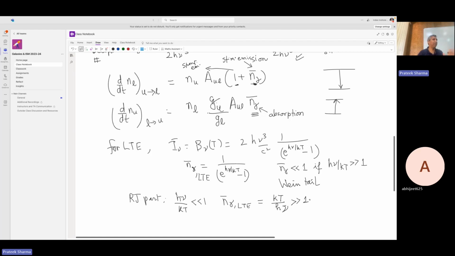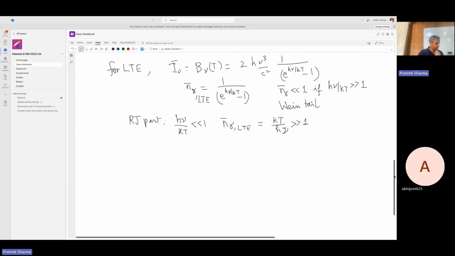So these are very, very profound ideas. And actually, these are the kind of things that started quantum mechanics. Okay. So you should have an intuitive feel for these concepts. Okay.